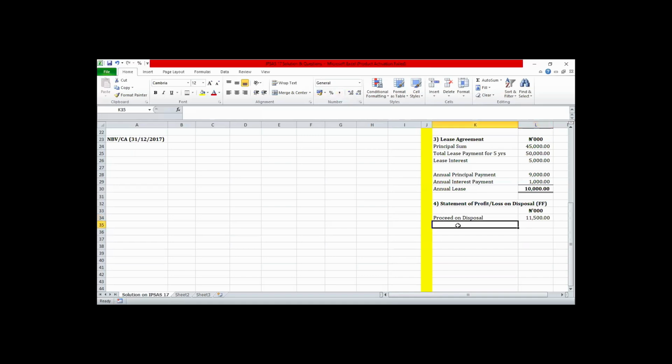Then we need to determine the net book value, or carrying amount, of the asset. How do we determine that? We come up with the cost. What is the cost of that asset? So, 12,250,000. Coming on.